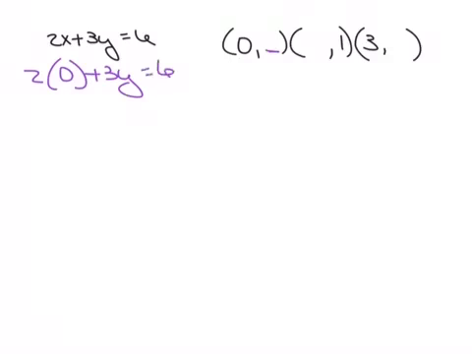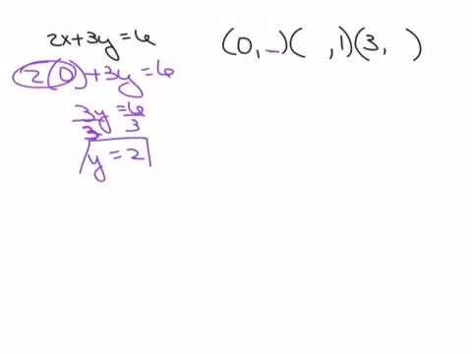So we're going to do this just like a regular algebra problem. 2 times 0, any number times 0 is 0. So all we have is 3y equals 6. Divide by 3, divide by 3, y equals 2. So when x is 0, y is 2. So we're going to put a 2 in there. Okay? So that's what they're asking you to do.